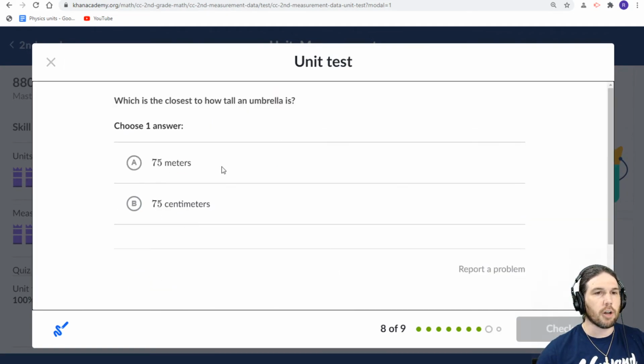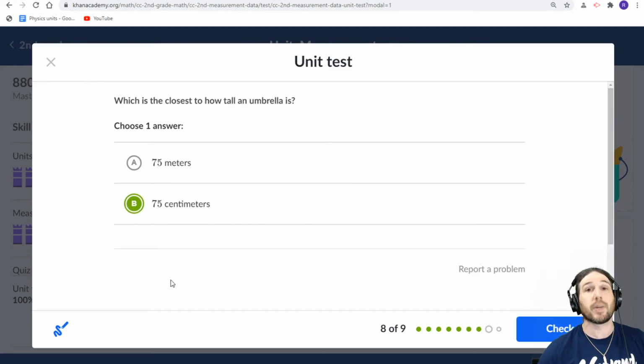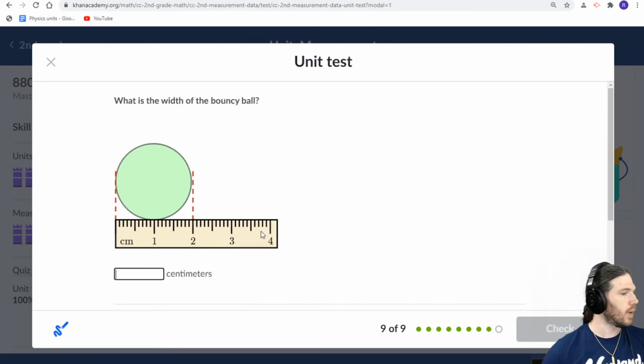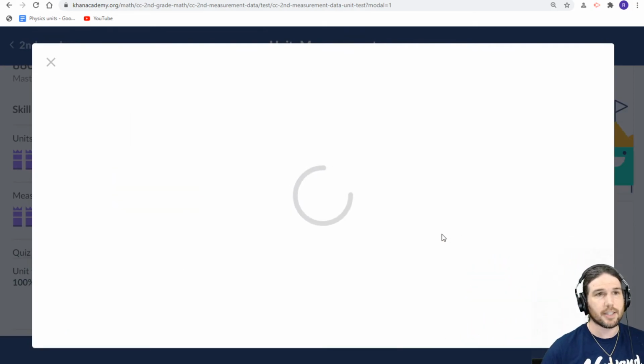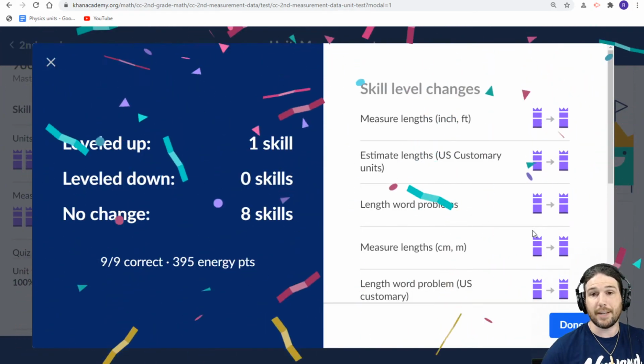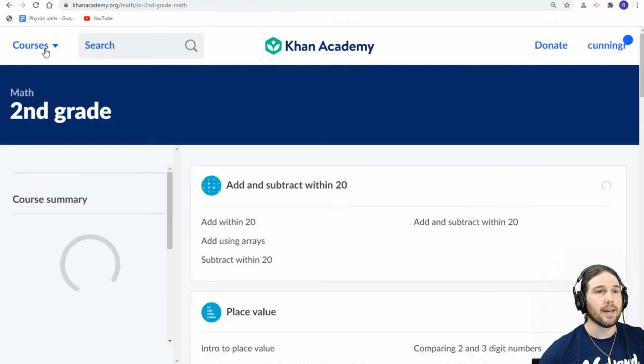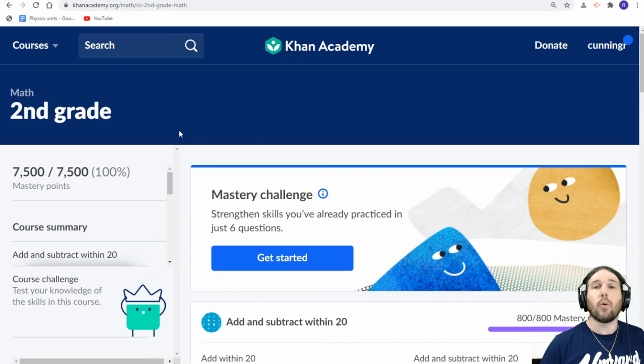The closest to how tall an umbrella is. 75 meters is really, really, really tall. 75 meters is like skyscraper tall. This bouncy ball is 2 centimeters wide, and hopefully that gets us to our 100% finally. Yes? Yes. Okay. Now we have finished second grade 100%.